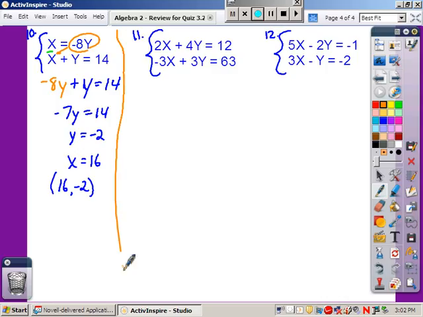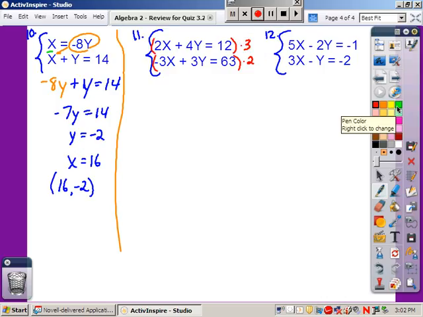Okay, I'm looking at number 11 and I see x's, y's, and numbers lined up. I'm thinking that's probably elimination. I don't know, because one x is positive and one is negative. I think I'm just going to use those because that's what I need anyway. So I'm going to choose to cancel the x's. Just going to multiply the bottom by 2 and the top by 3.